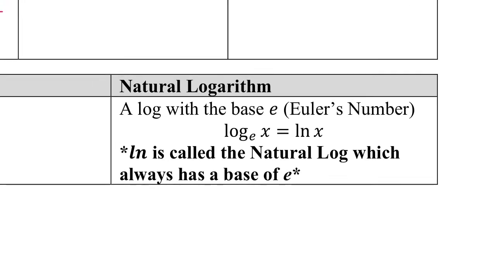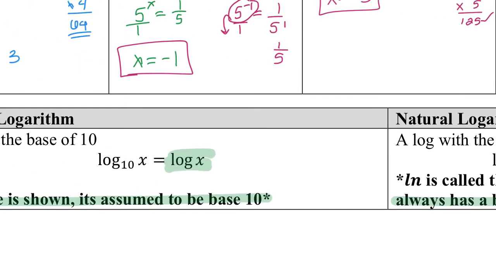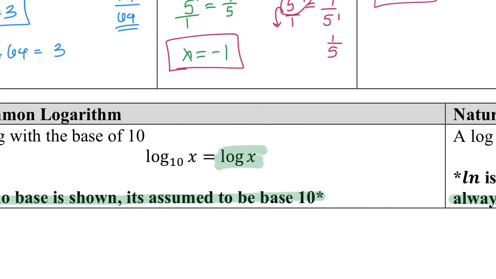Another base that we write is the natural log. So this is a log with base e. That's that 2.17 number we talked about earlier. Now, for a log with base e, we actually change the notation a little bit. We do ln of x. That's called the natural log. This always has a base of e. So if you see ln of a number, you know its base is an e. If you see a log without a base, we assume the base is 10.